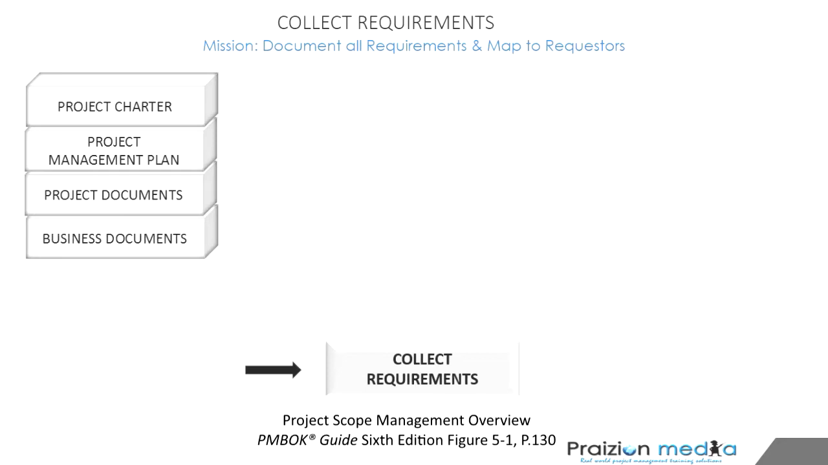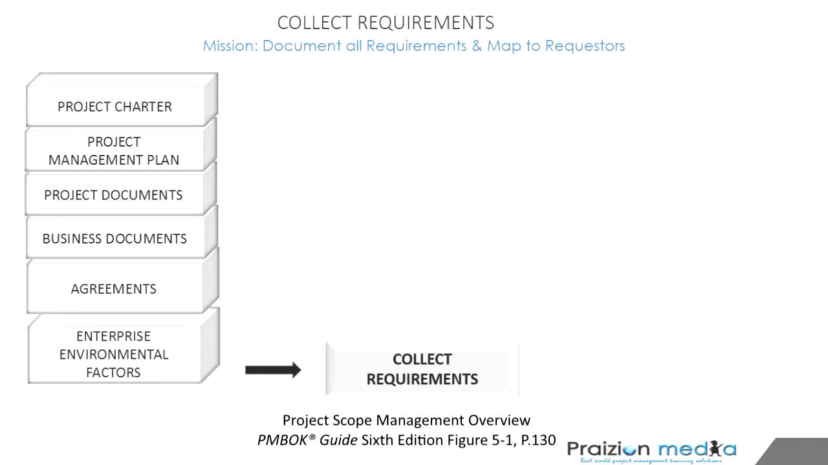The next input here is business documents. We've got the business case. Of course, it's relevant here as we collect requirements. The next input is agreements. Any form of agreement, contract, SLA, what have you, these could contain hidden requirements that need to be brought to the surface, or maybe explicit requirements that need to be captured as we collect requirements.